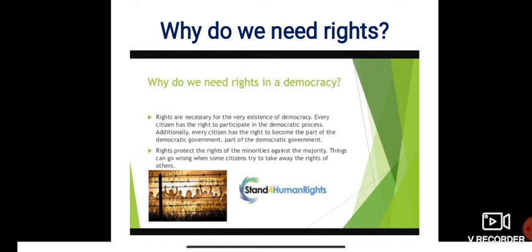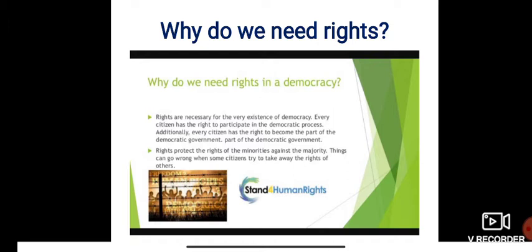Therefore, some important rights need to be placed higher than the government, so that even the government cannot violate them. So in most democracies, the basic rights of the citizens are written down in the constitution, and they are known, as we have learned, as the fundamental rights. They are called the fundamental rights.